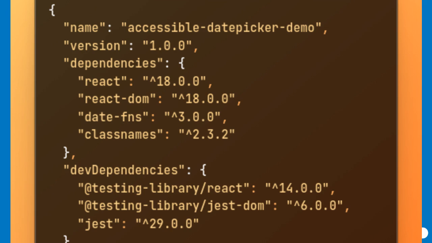This package.json file defines the project dependencies for React, date-fns, classnames, and testing libraries. It is essential for setting up the environment and ensuring all necessary packages are installed.